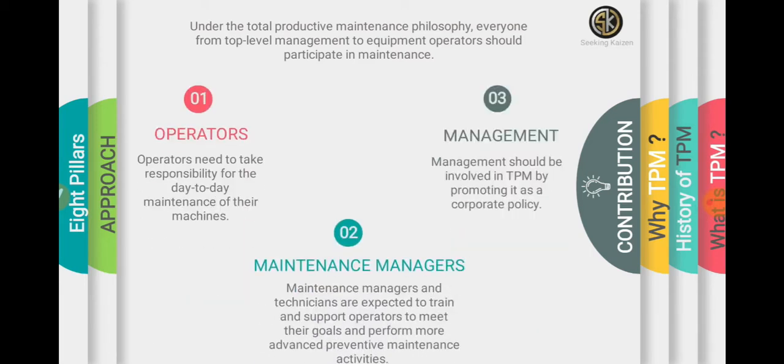So these are the three important factors which are present in any organization. Let's start with the first point, which is operators. Operators need to take responsibility for the day-to-day maintenance of their machines, and this includes cleaning and regular lubrication. Before proceeding ahead, we need to understand that the word cleaning is related to equipment cleaning, obviously, but equipment cleaning does not mean just polishing the surface like we do with our car. The operator needs to make sure that the inside of the equipment is clean as well.